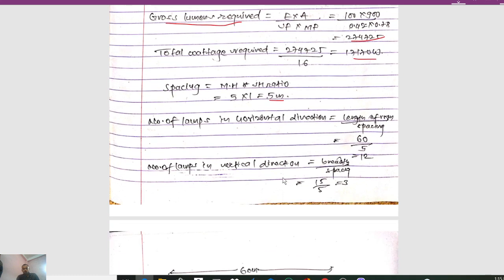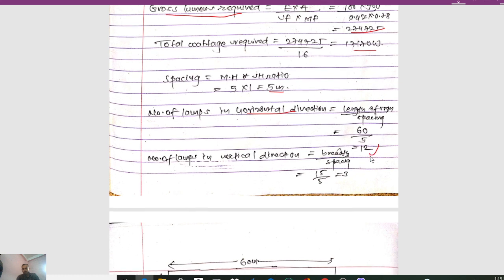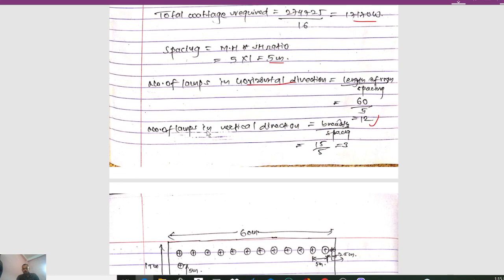Now, the number of lamps in horizontal direction will be length of room upon spacing. The length of room is given as 60, and the spacing we just calculated as 5 meters. So the number of lamps in horizontal direction will be 12, meaning 12 lamps will be placed in the horizontal direction. Similarly, we can calculate the number of lamps in vertical direction. If you calculate, we'll get 3. So 3 lamps will be placed in the vertical direction.